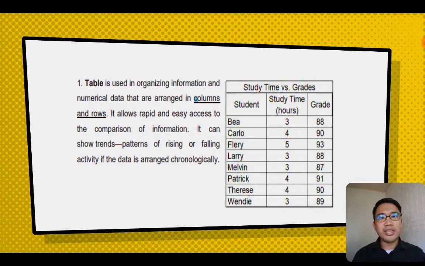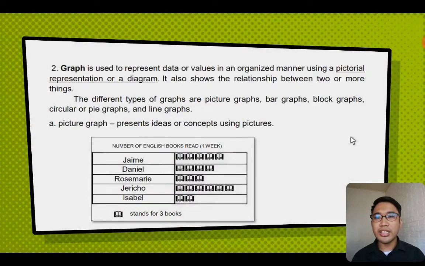In the columns, the names of the students were arranged alphabetically, and then across their names, we see their study time. It's very easy to look for the information as well as the result of their study time, the grades that they acquire because of their study time. And we learn from this table that the more study time you have, the higher your grade will be. So that is how we use and how we look at the data, numerical data, in a table. Another one is graph.